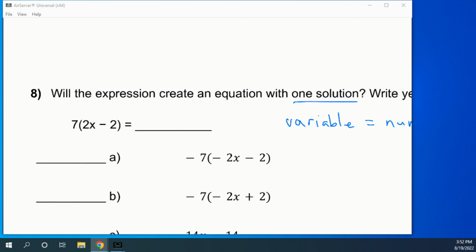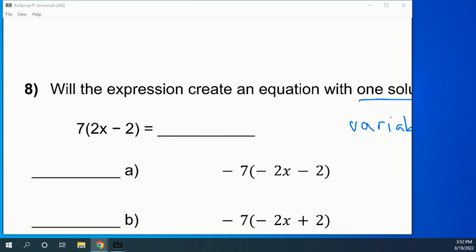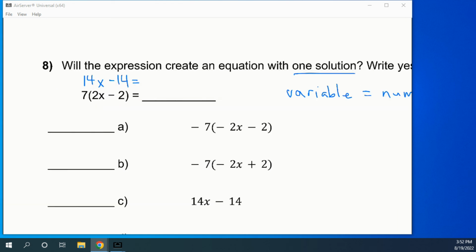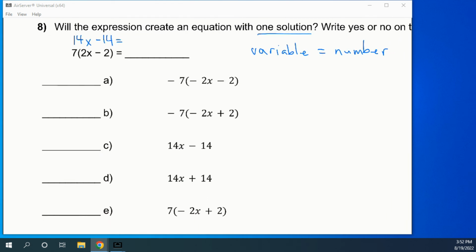What I would do is look at this equation before we look at A through F. Can we simplify it? Yeah, we can. I would distribute the 7 to the 2x to get 14x, and then the 7 to the negative 2 to get negative 14. That's going to help us because when I look at these choices, I'll be able to determine, when I simplify them, what is going to give us one solution.